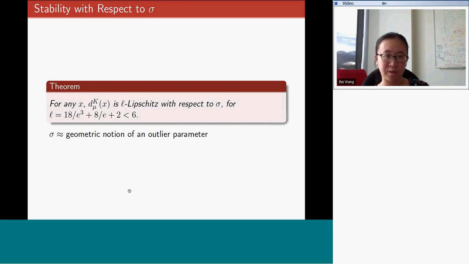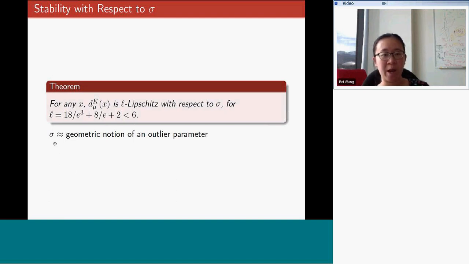Something nice about kernel distance is that it has a specific stability property with respect to sigma. When I'm fixing a location x and varying the parameter associated with my kernel, which in this case is the bandwidth of the kernel, the kernel distance is Lipschitz with respect to the bandwidth parameter, for a particular constant that is less than 6.